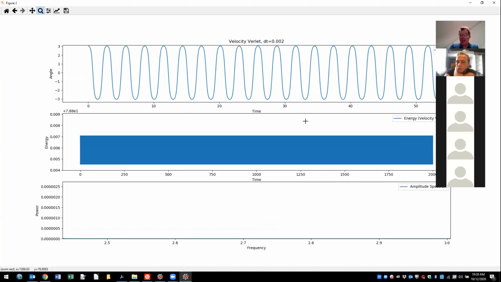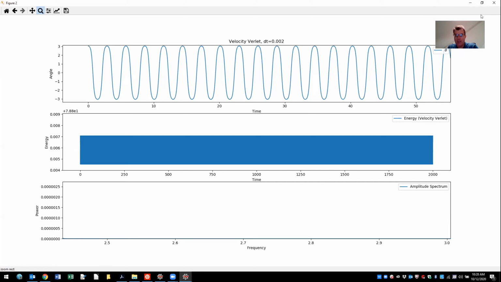Let me give you a very practical experimental application of Fourier series. So have any of you ever played with a lock-in amplifier? All right, I'm seeing some heads nod.